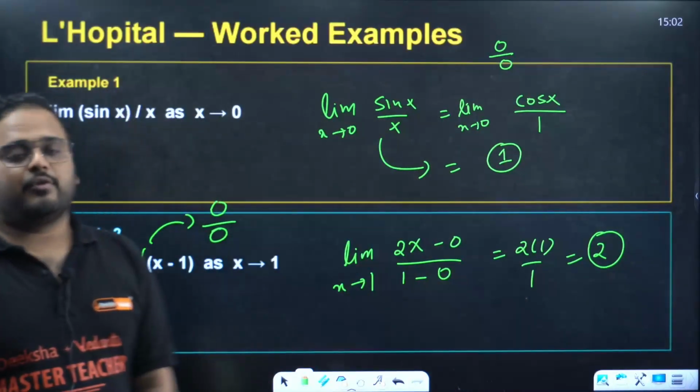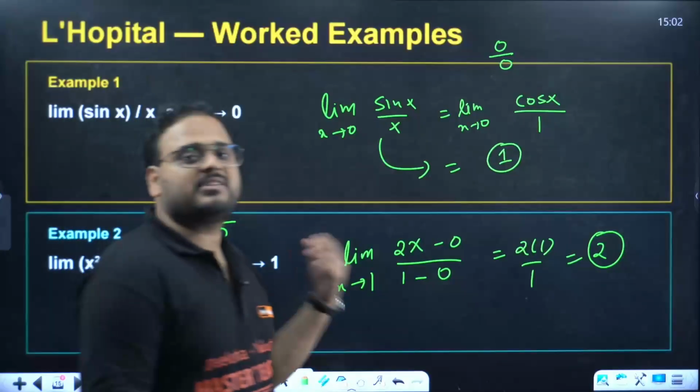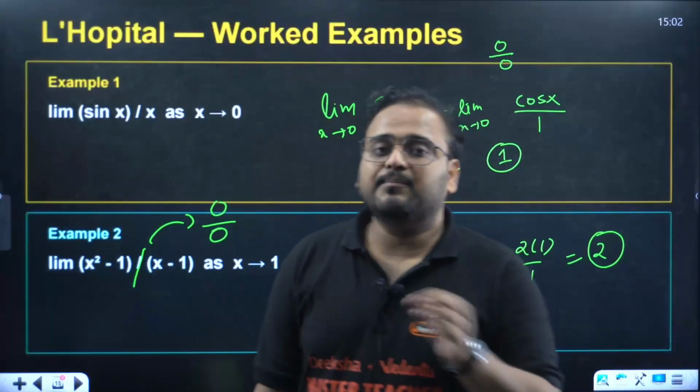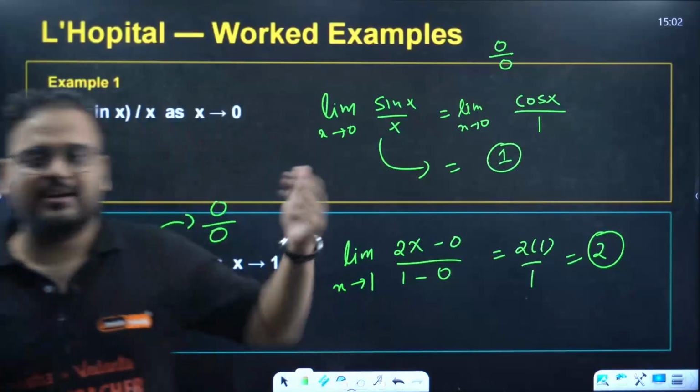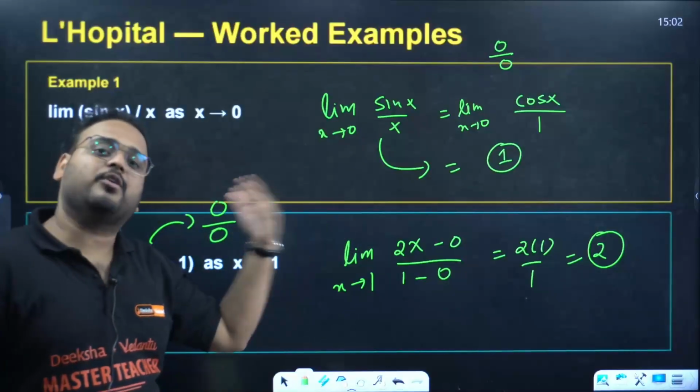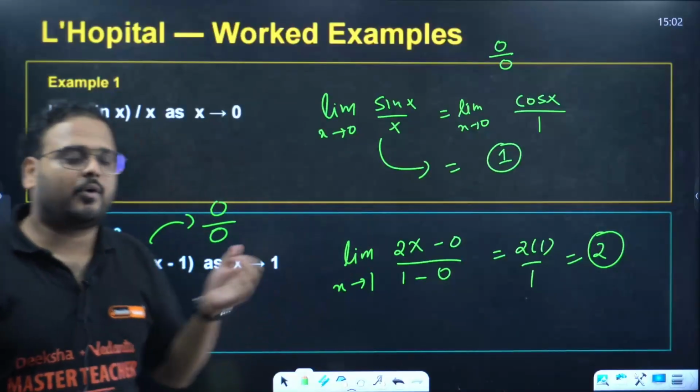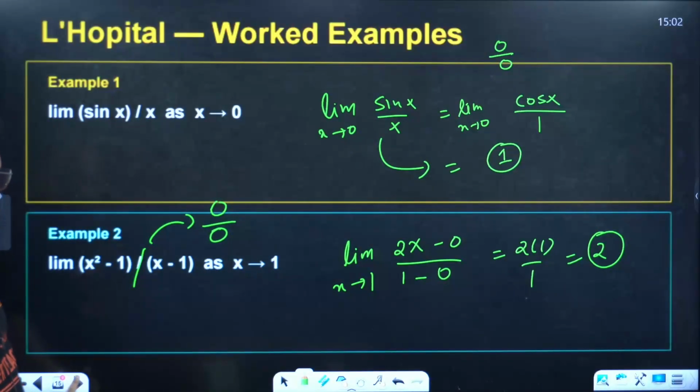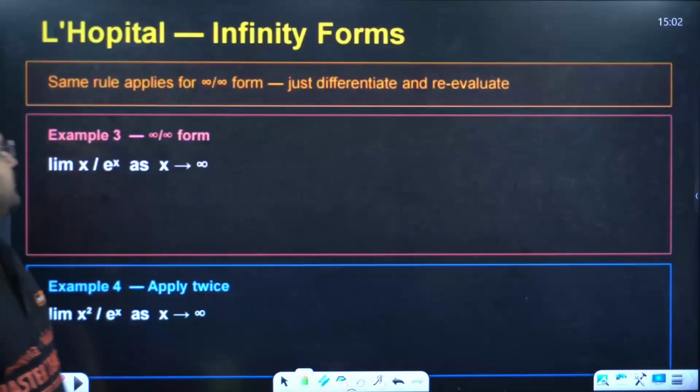So if you solve using factorization or standard limits, you have the same answer. If you want to solve it using L'Hopital, also you have the same answer. That's why in the board exam you don't use L'Hopital, you can simply use directly what I've taught you, different methods to evaluate limits. But in CET or in MCQs, you can certainly use this method to get the results faster.